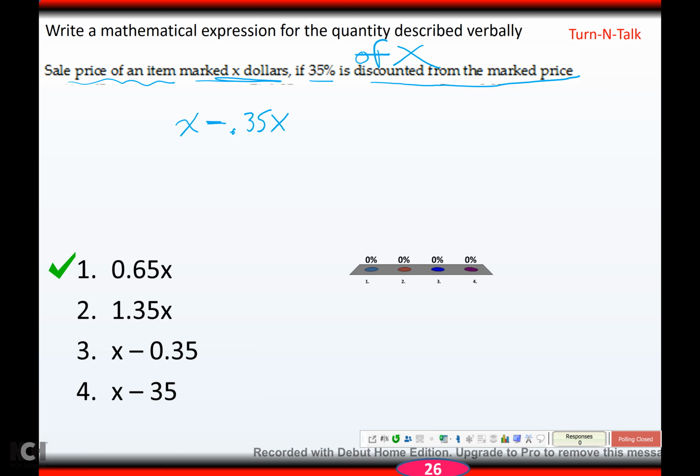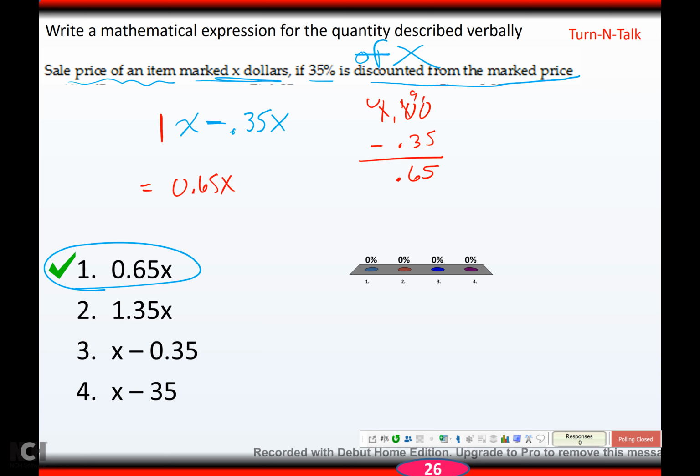Notice that that's not one of them there. All they did to get this answer was simplify this one. Okay, there's 1x here, take away 0.35x's. If you take 1.00 and subtract 0.35, borrow, carry, you get 0.65x. This simplifies down to 0.65x. That'll be the sale price. This isn't wrong, they're just giving you the simplified answer to it.